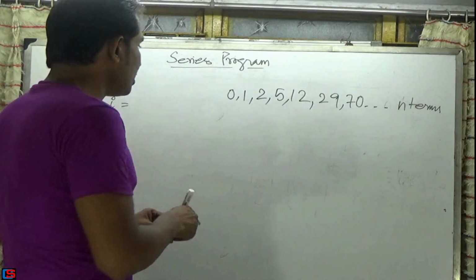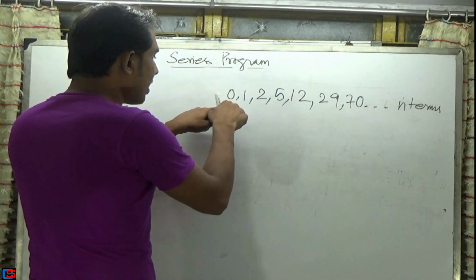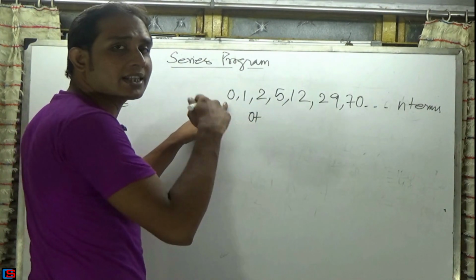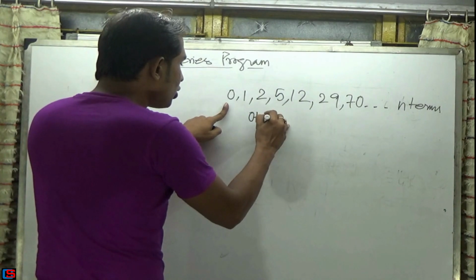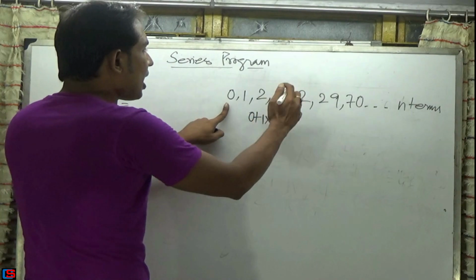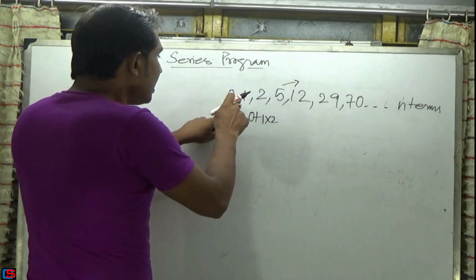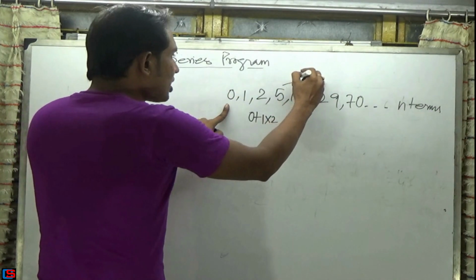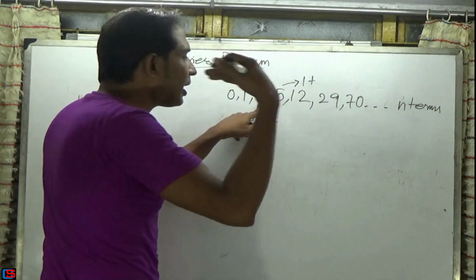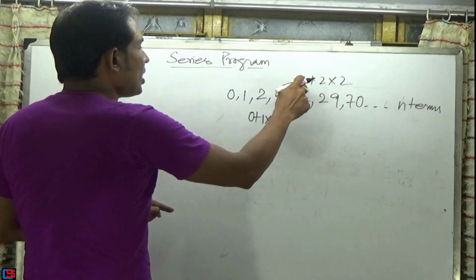It means this 2 is generated by adding the first value 0 plus the second value multiplied by 2, so 0 plus 1 into 2, it becomes 2. Now how is the 5 generated? The previous two values are 1 and 2. The first value participates in the addition and the second value is multiplied by 2. So 2 into 2 becomes 4, plus 1, it is 5.